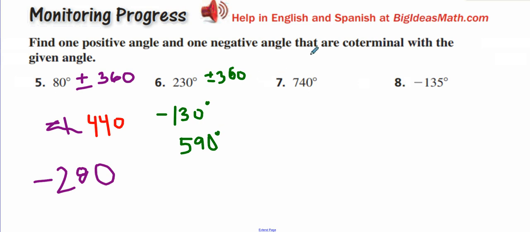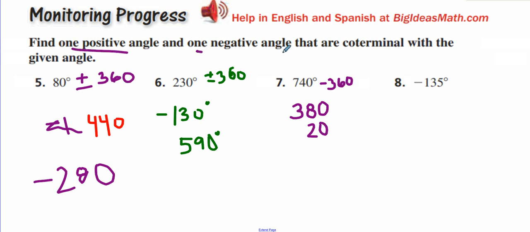All right, 740 is bigger than 360. So instead of adding and subtracting 360, I'm going to subtract 360 twice. Okay? So again, 740, if I subtract 360, I would get 380. 380 degrees is coterminal with 740. So keeping on with my pattern, if I subtract 360 again, I get 20.